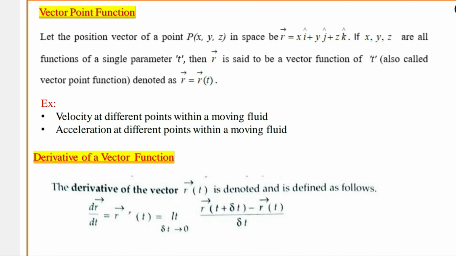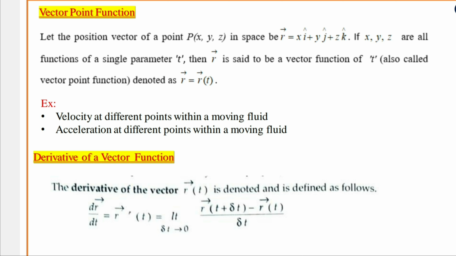Vector point function. It's a definition: if you have a point P of x, y, z, and there is a vector r where r = x i cap + y j cap + z k cap, then this r vector is said to be a vector point function of t, where t is a single parameter, and x, y, z are functions of t. We say it is a parametric equation.